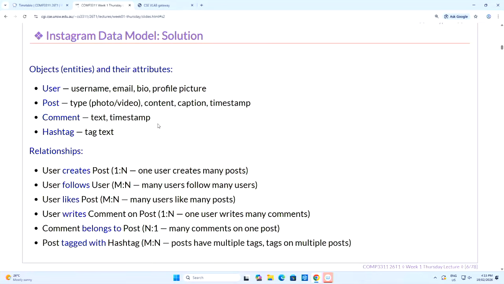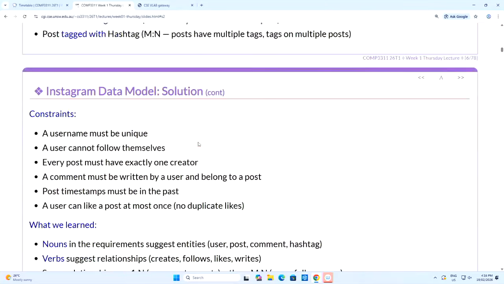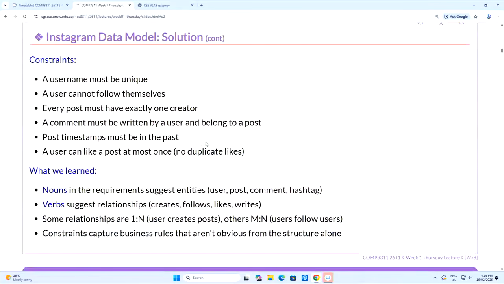User follows user. So this is a many-to-many relationship. And user likes post. Well, a user can like many posts. I like many posts every day. And a post can get more than one like. These are the things that you should keep in mind when you're starting to design a database.